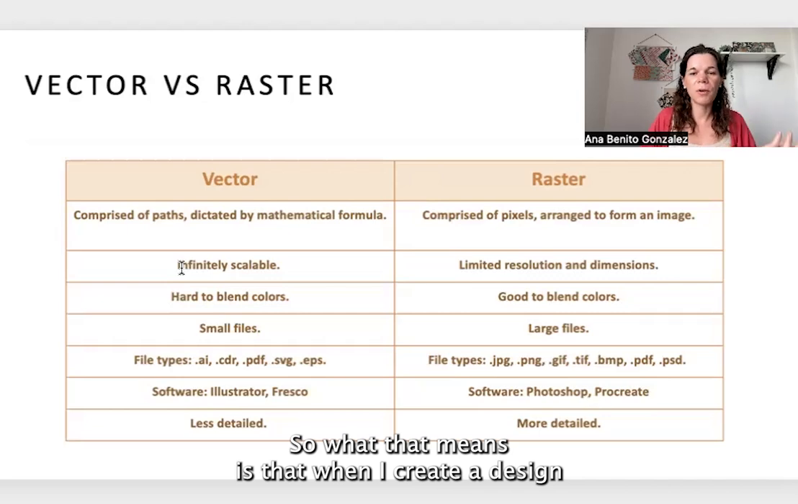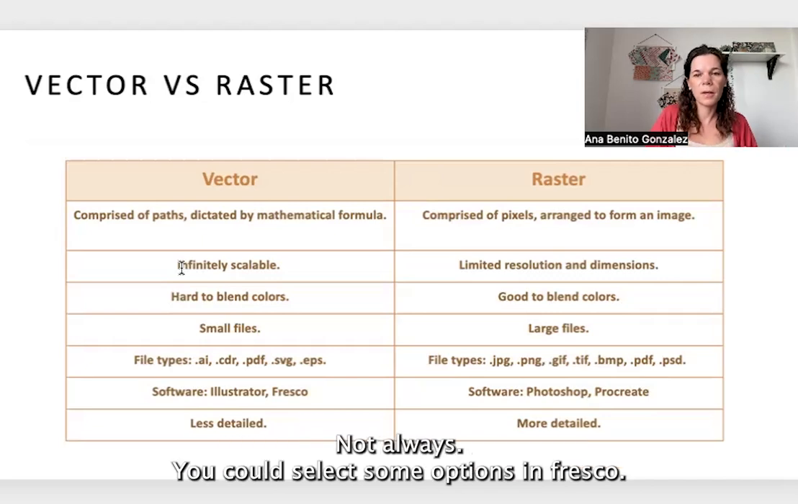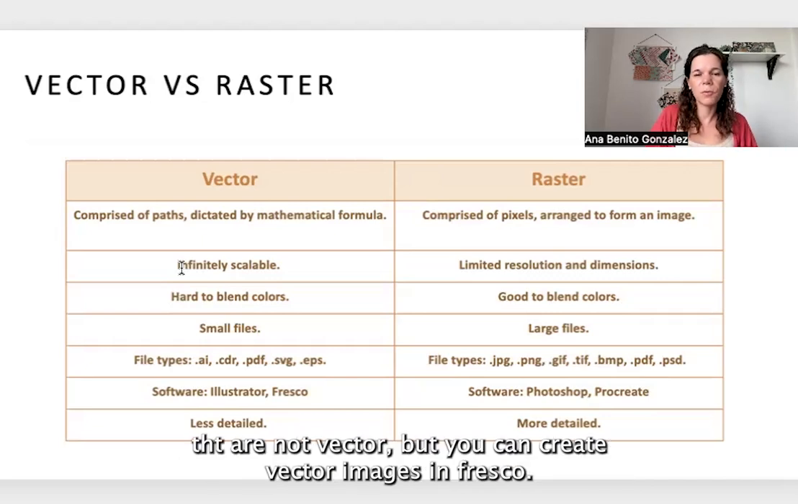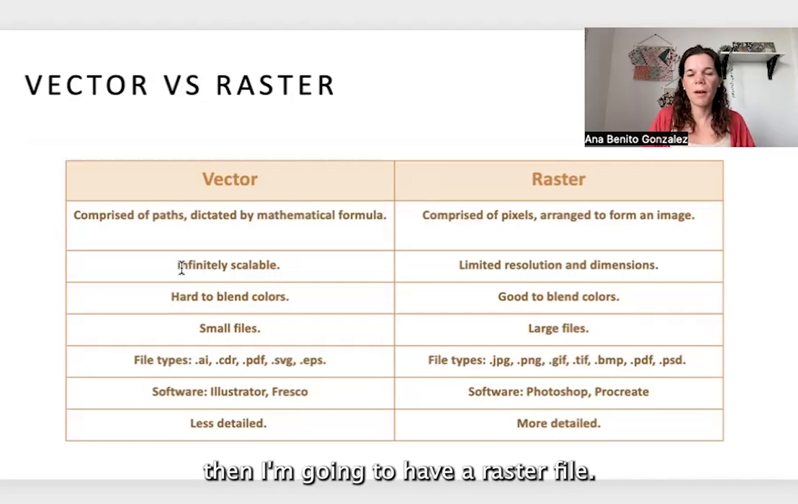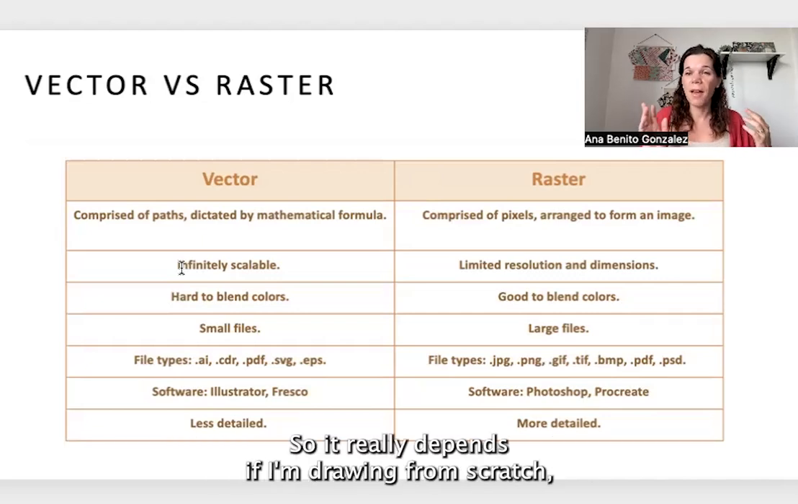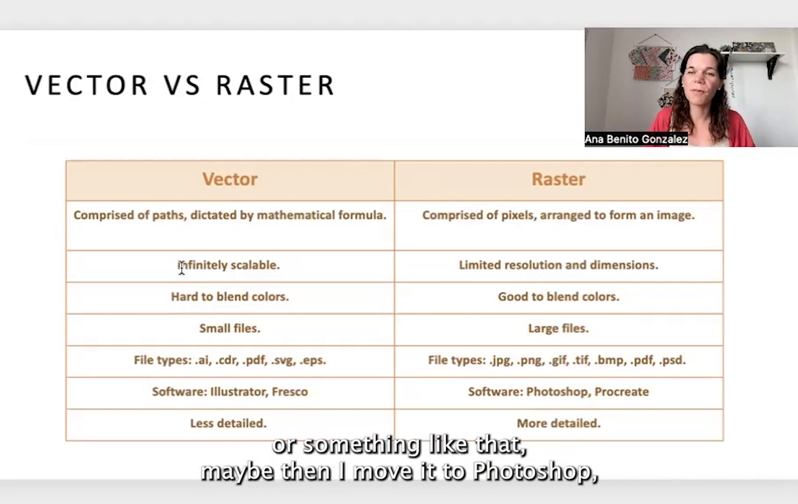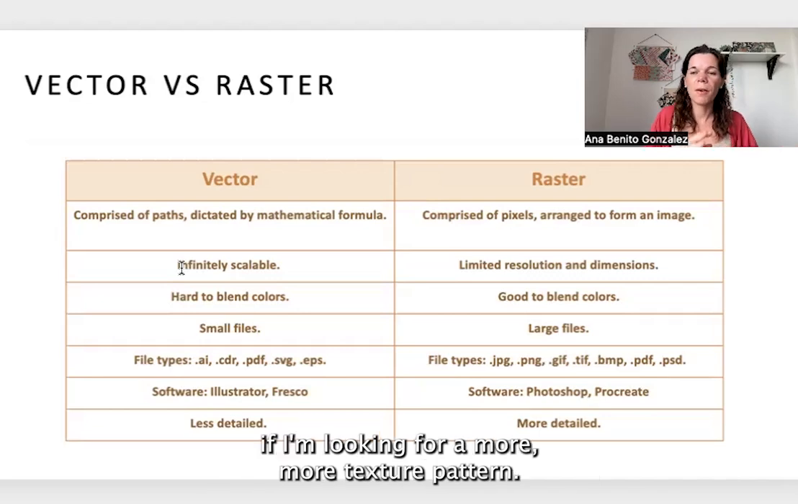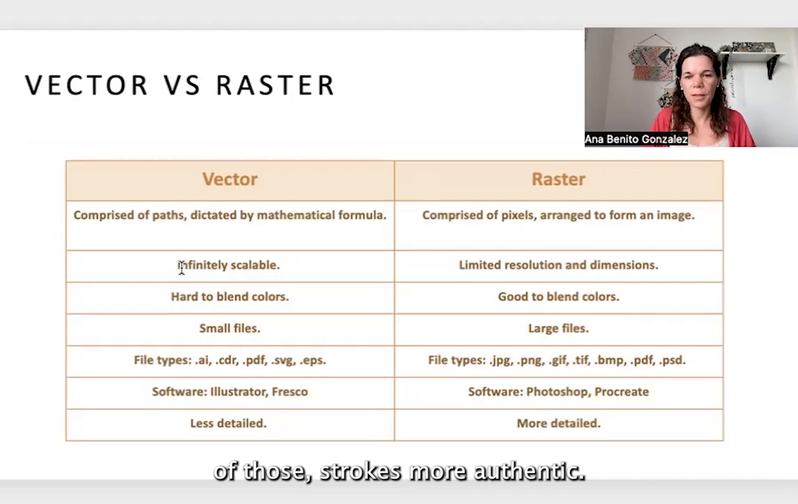So what that means is that when I create a design using Illustrator or Adobe Fresco, my files are vector, though not always. You could select some options in Fresco that are not vector, but you could create vector images in Fresco. When I create something with Photoshop or Procreate, then I'm going to have a raster file. So it really depends. If I'm drawing from scratch, maybe I want to start with Fresco. If I'm scanning a watercolor or something like that, maybe I want to move it to Photoshop. If I'm looking for a more textured pattern, I might create it in Procreate because it will keep those strokes a little more authentic.